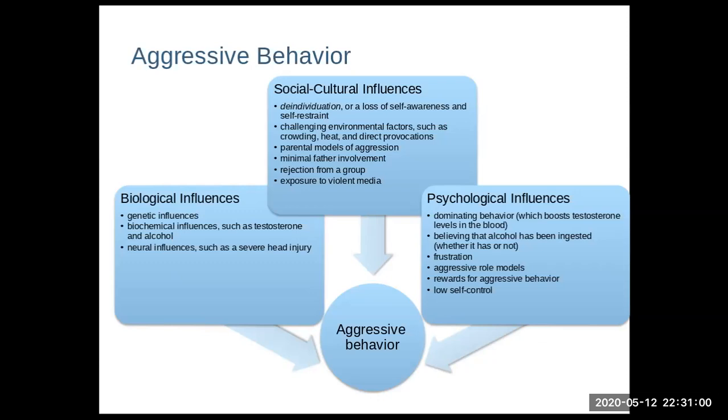So, looking at the biopsychosocial scale, biological influences for aggression: genetics, testosterone, alcohol, neural influences like head injuries. Looking at the psychological influences: dominating behavior, which could boost testosterone levels, the sort of placebo effect with alcohol, suggestive effect, frustration, aggressive role models, being rewarded for aggressive behavior, and low amounts of self control. Social and cultural: deindividuation, loss of self awareness and restraint, challenging factors such as crowding, heat, cigarette smoke, being directly provoked, parental models of aggression, so showing that your family deals with things by being aggressive.